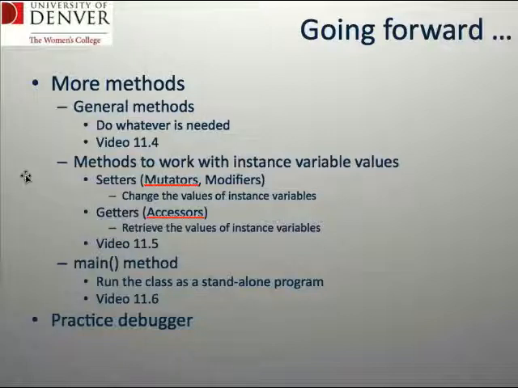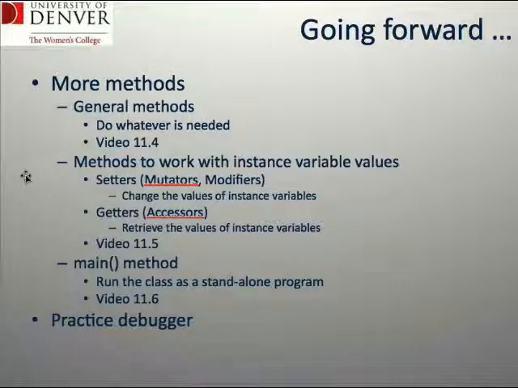And then the mirror image of the setters are something called getters, also called accessors, which allow you to retrieve the values of the instance variables. So you can look inside of an object and find out what the values of the instance variables are. We'll take a look at those and go through some examples in video 11.5.